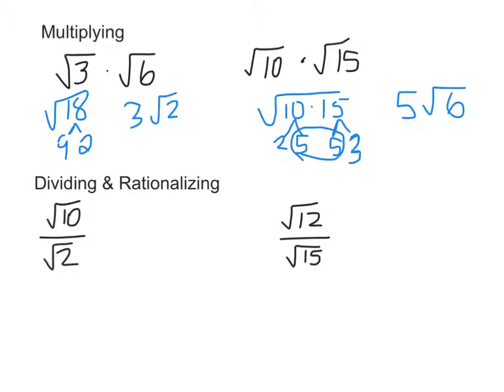Dividing and rationalizing, very similar. All right, we can actually take them and smush it under one big radical, so 10 over 2. We know that that's 5, so we just have the square root of 5.